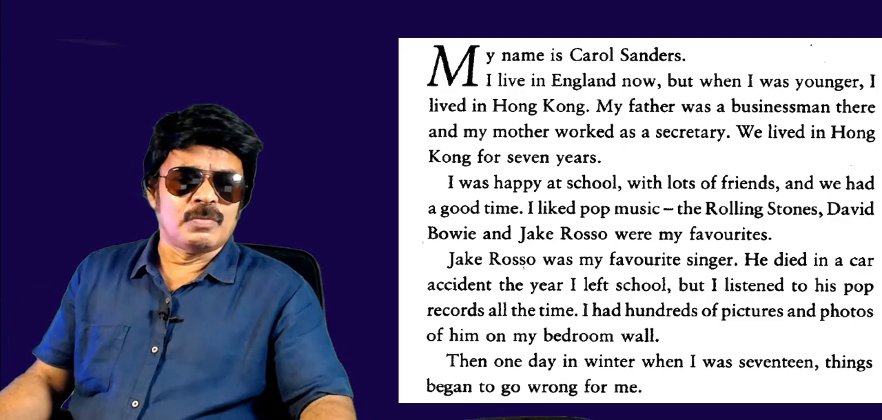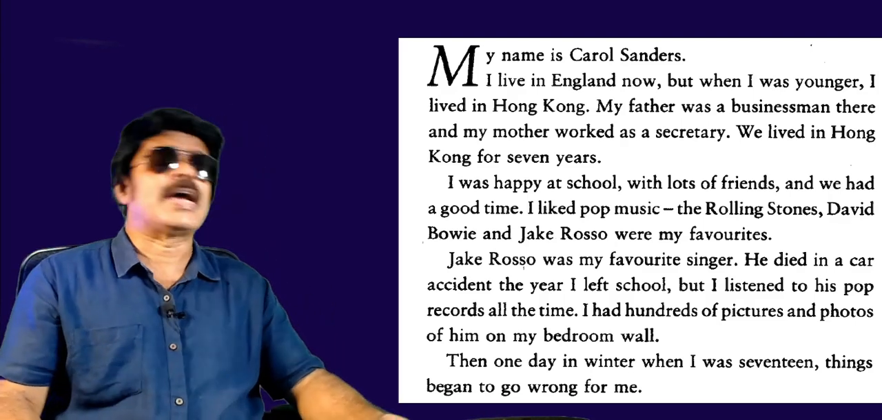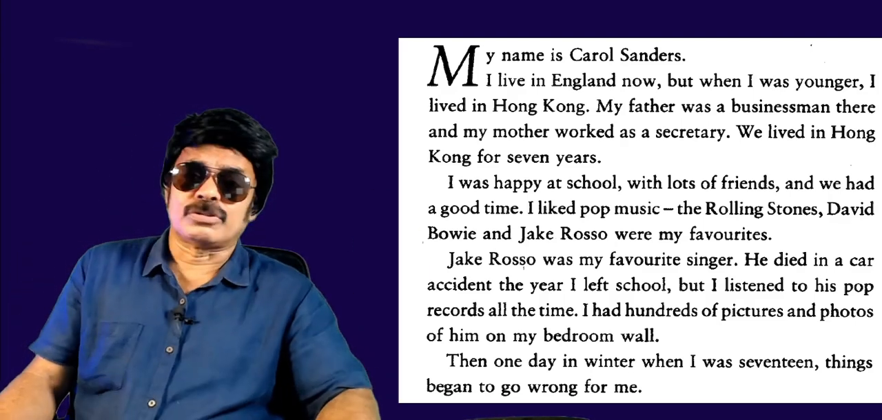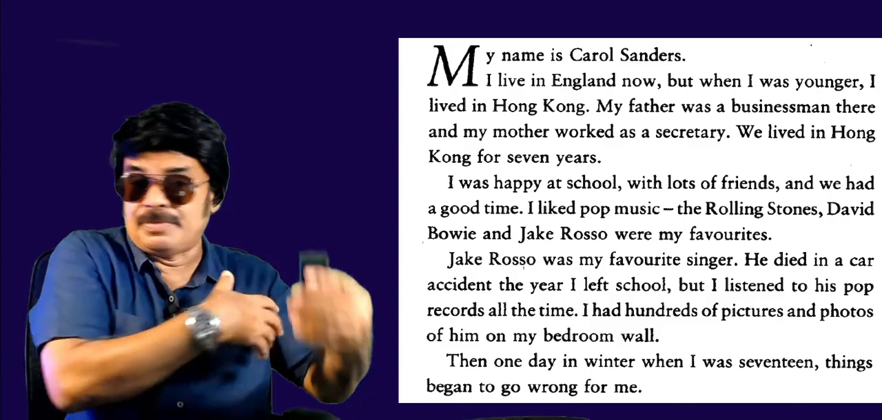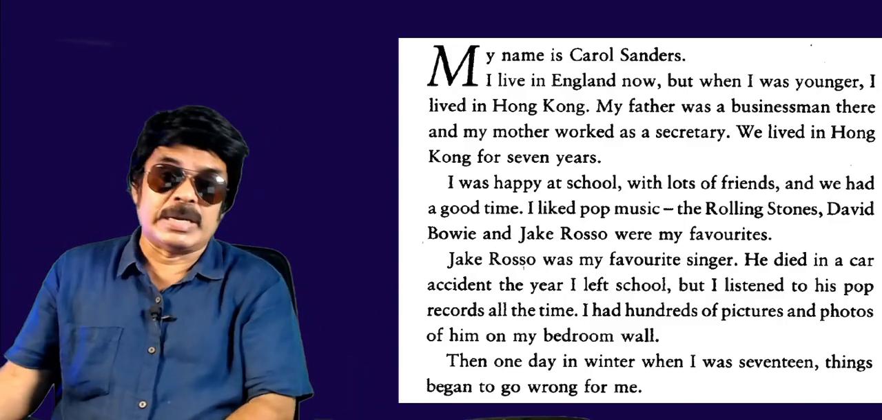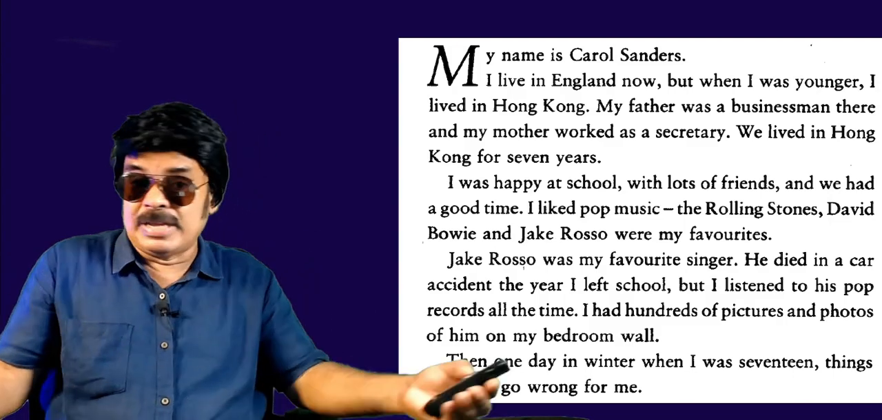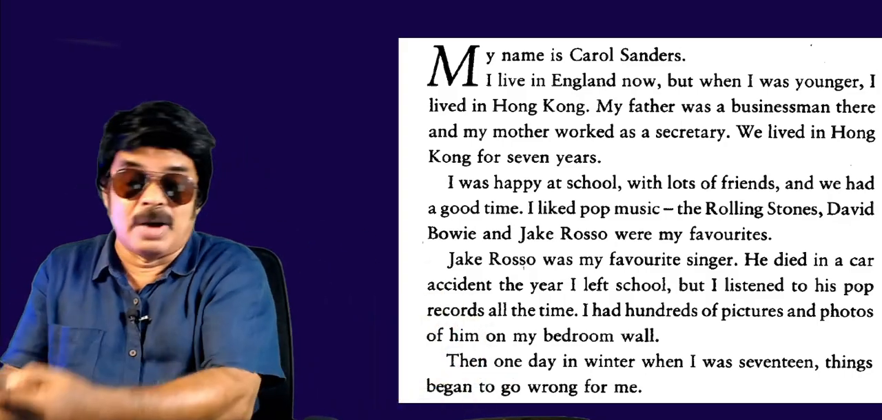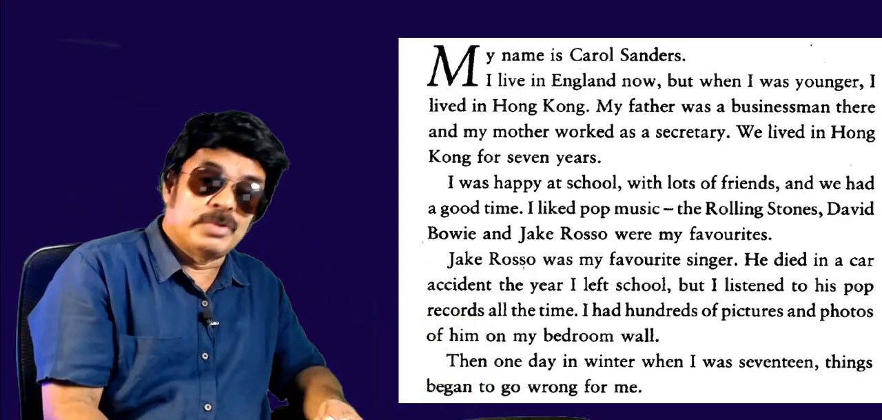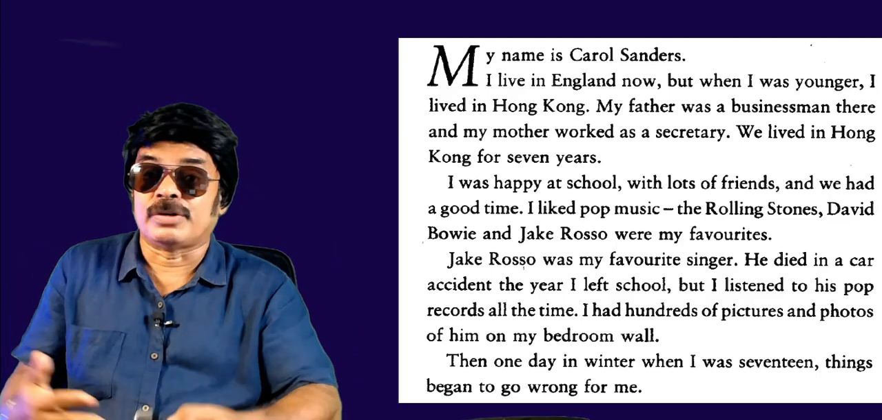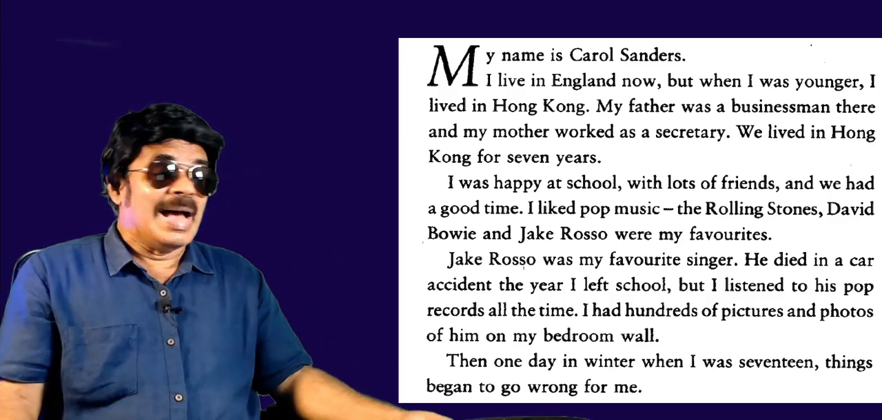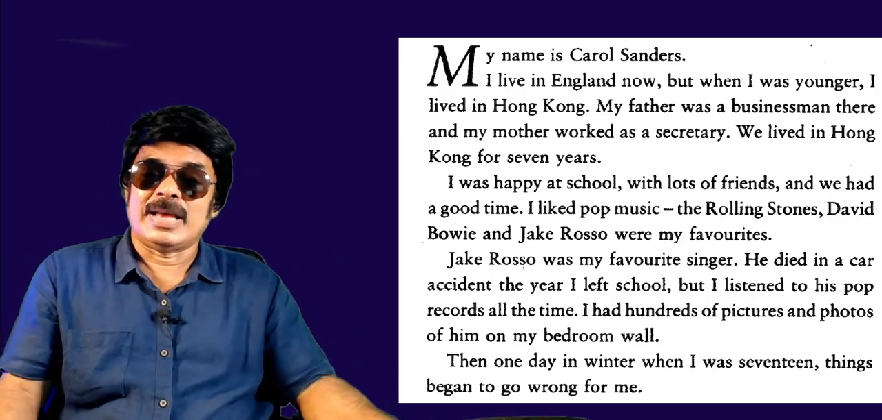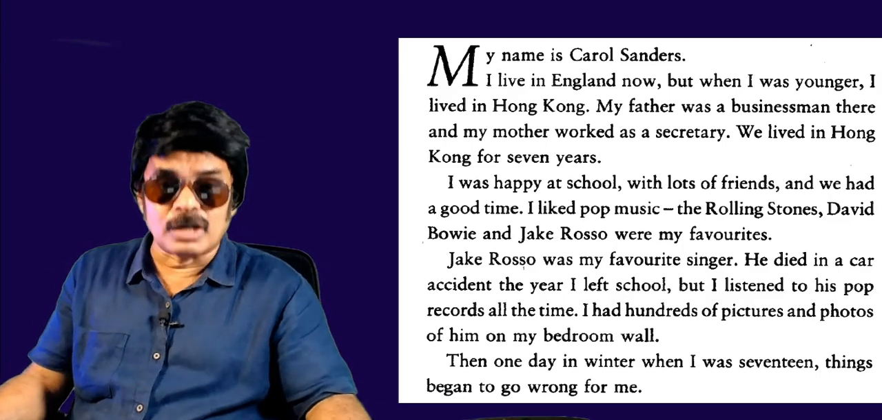I was happy at school with lots of friends. I had lots of friends. Who says? Carol Saunders. Carol Saunders says, I'm living in England now, but I was in Hong Kong. I lived there for 7 years. My father was a businessman there, and my mother was a secretary. And I was really happy in Hong Kong. Yeah, I had a lot of friends.